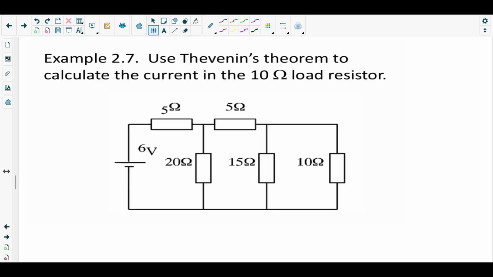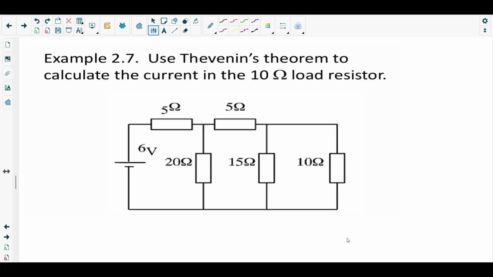Okay, let's have a look at the next example, example 2.7. Here we have a more advanced, more complex circuit. In this circuit, we have to find the current and the voltage across the load resistor. We will use both Thevenin's theorem and Norton's theorem, and also the original circuit to show how it relates, like we did for the previous example. So let's get started.